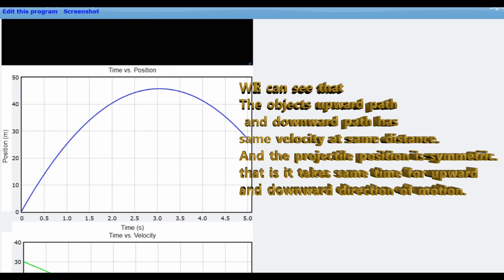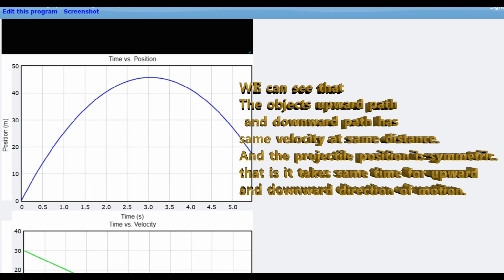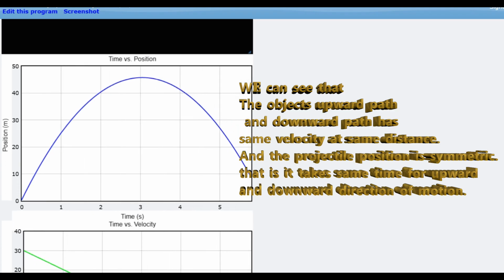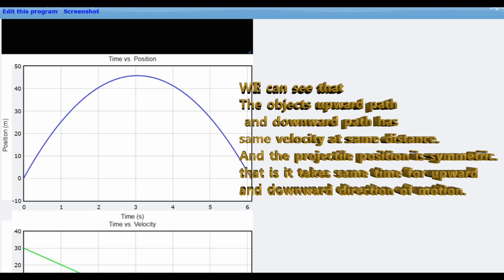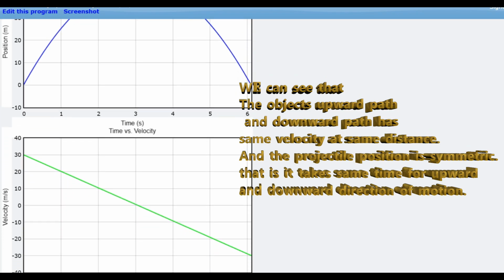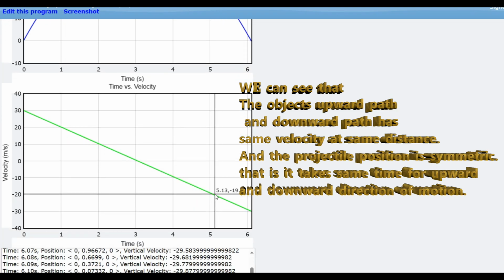In this case, the only force acting on the projectile is gravity. As a result, the upward and downward motions exhibit symmetrical behavior. At any given vertical position, the velocity of the projectile is the same, regardless of whether it is moving upward or downward. The velocity graph, representing the projectile's velocity over time, displays a linear pattern.